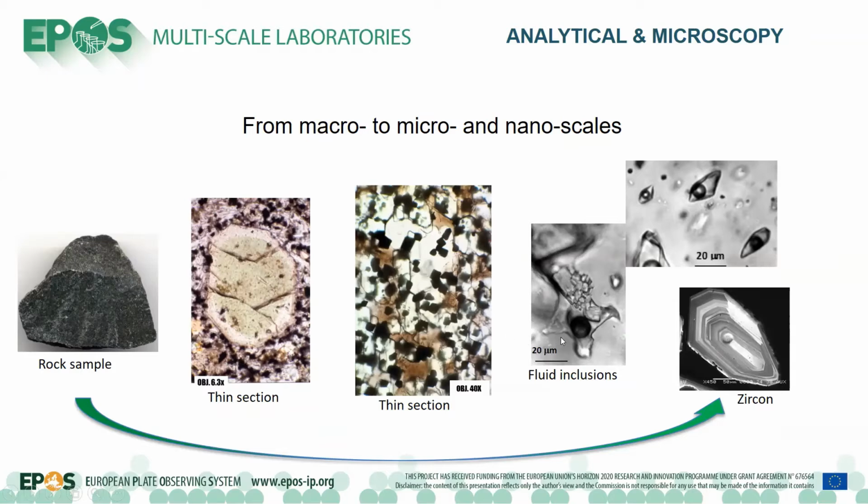We have the fluid inclusion studies, which go from micro and even sometimes to nanoscales. Here are 2 examples of biphasic and triphasic fluid inclusions, and also the study of zircons for geochronological studies. So it goes from large scale to micro and nanoscale.